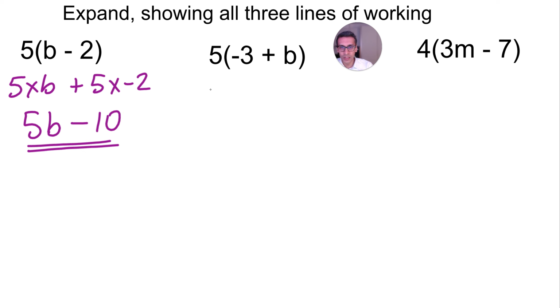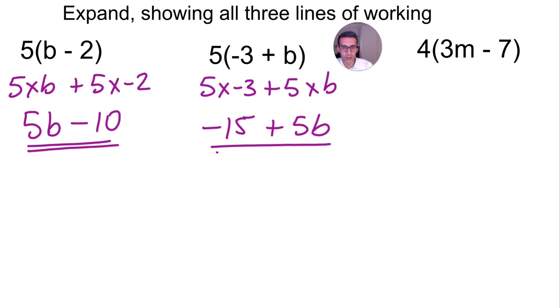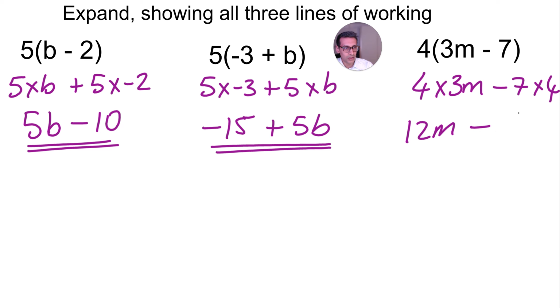5 times negative 3 plus, and we're going to do 5 times b. So that's negative 15 plus 5b. And then the last one, 4 times 3m, take away 7 times 4. So 4 times 3m is 12m. Negative 7 times 4 is negative 28.